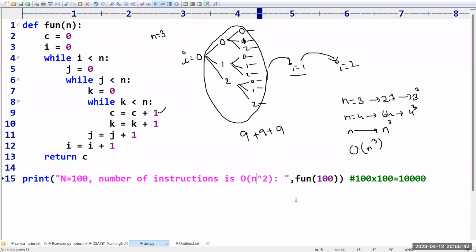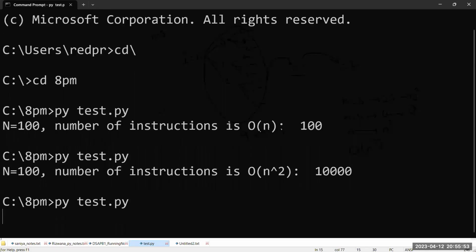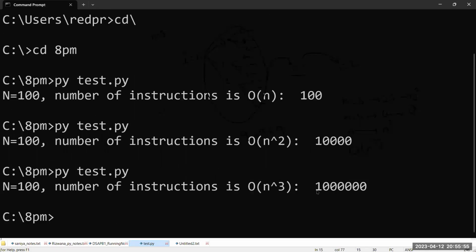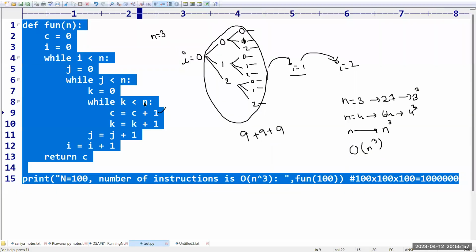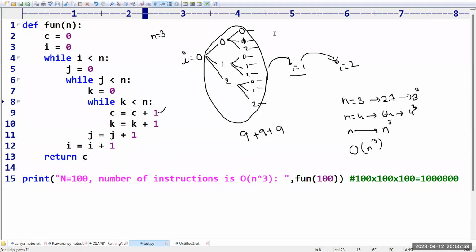So if we are taking N cube, how many times is it going to execute? 100 into 100 into 100. Additionally, 2 extra zeros we are going to get. Okay. So I think how these loops are working internally, you people got clarity now. Can you please confirm, everyone clear up to this?